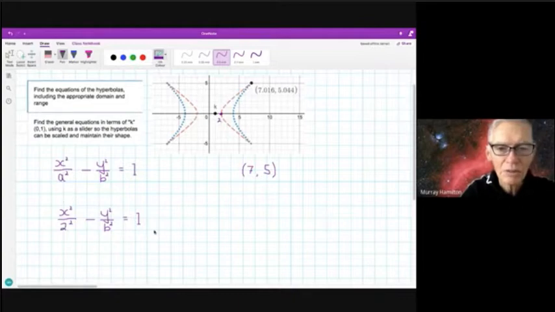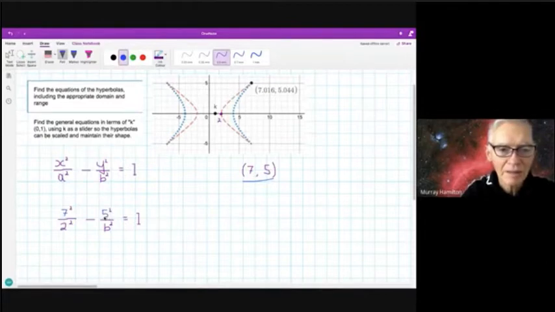Now I'm going to use the point 7, 5. So I'm going to put the x and the y values in. I'm going to erase the x, and put the value of 7 in here. And then I'm going to erase the y, and put the value of 5 in here. Okay, so hopefully you're with me from where we're doing.